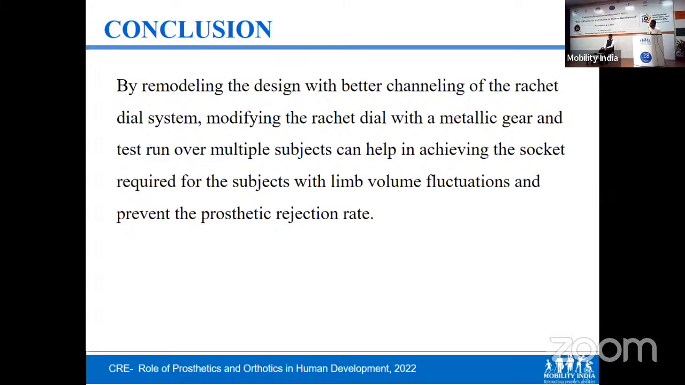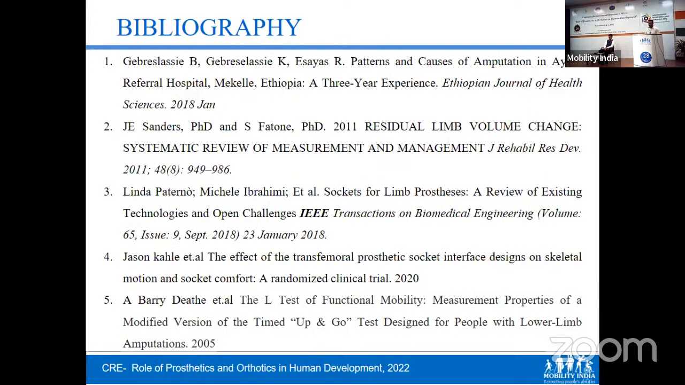By remodeling the design with better channeling of the ratchet dial system, modifying the ratchet dial system with a metallic gear, and test runs over multiple subjects, we can help achieve the socket required for subjects with limb volume fluctuations and prevent prosthetic rejection rate. These are my references, and thank you.